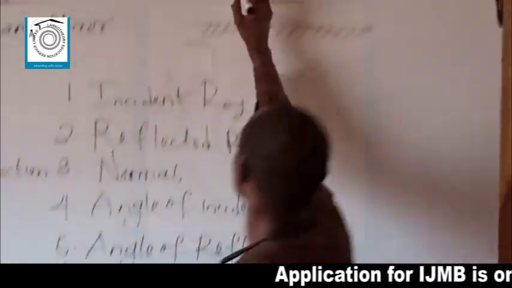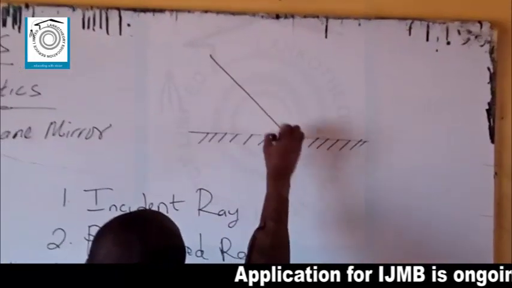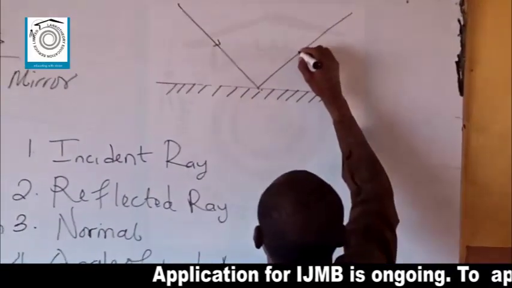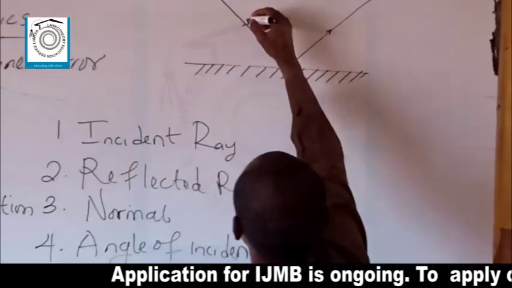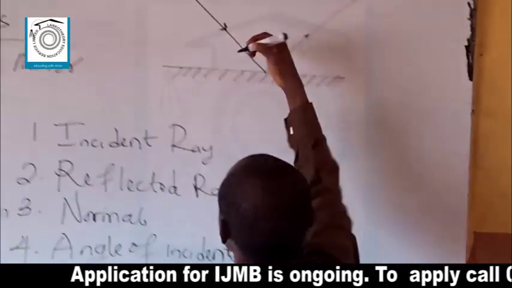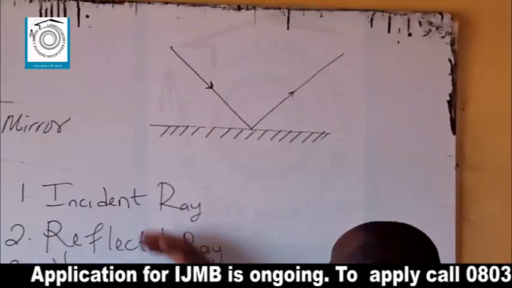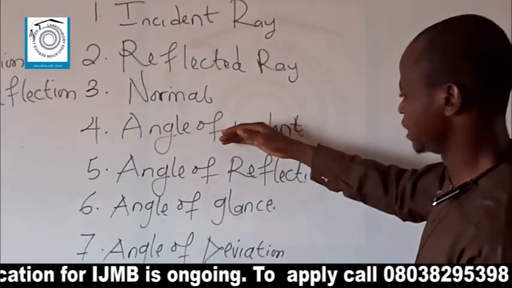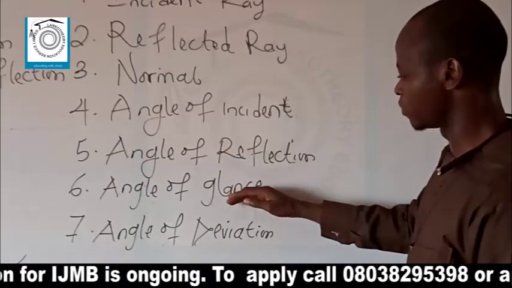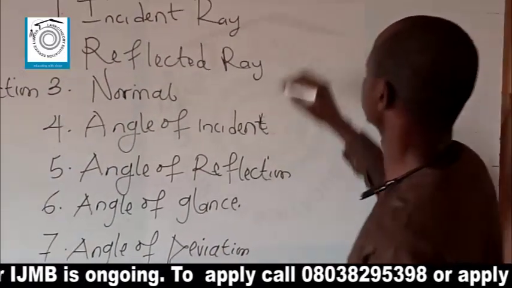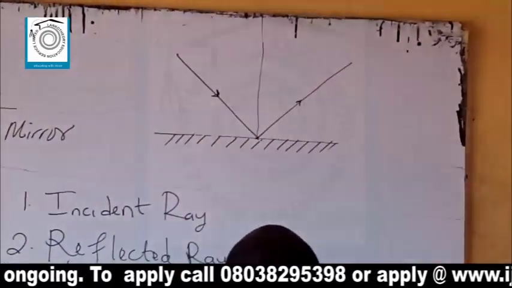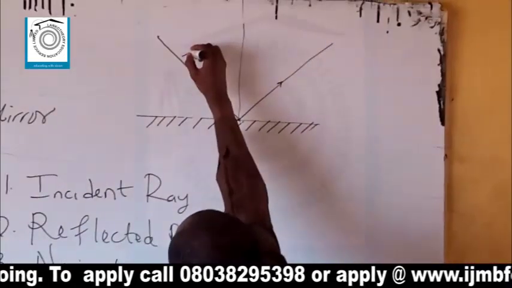Suppose I have a light incident on the surface of the mirror. I will observe that there is a particular light going out in the same medium. So you observe that when this one is coming toward the mirror, you'll be interested in what you will call this. That's why we have the incident ray, reflected ray, normal, angle of incidence, angle of reflection, angle of glance, and angle of deviation. If I pick a point here and draw a particular line to show this one here, I will call it IR.